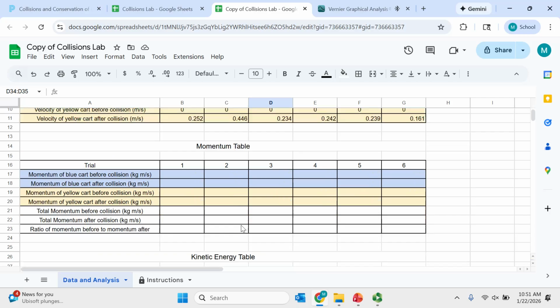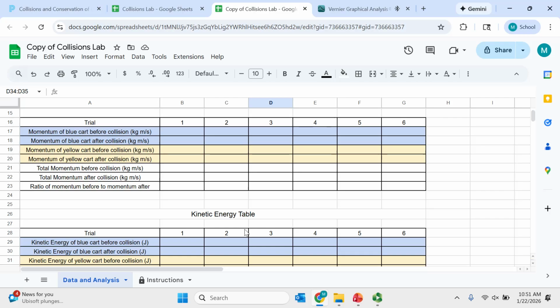Now, if I look at the analysis part here, when I have the momentum and the kinetic energy table, I'll see that there's a lot of calculations for each trial. I need to calculate the momentum of both carts before and after the collision, the kinetic energy of both carts before and after the collision, the total momentum before the collision, the total momentum after the collision, the total kinetic energy before and after, and then the ratio of momentum before to after and the ratio of kinetic energy before to after. That's a lot of calculations.